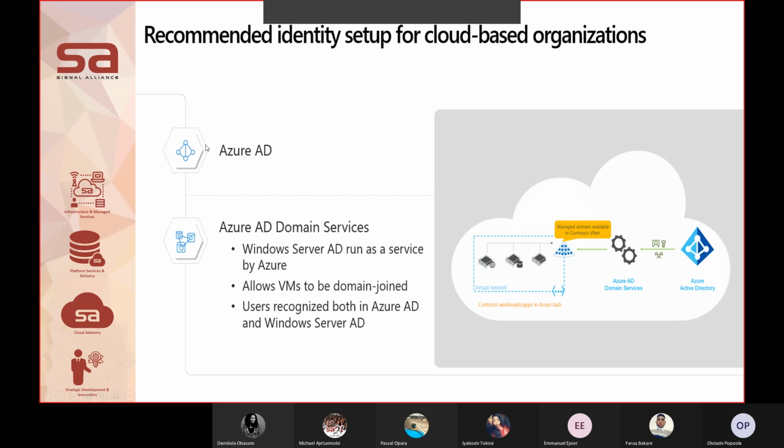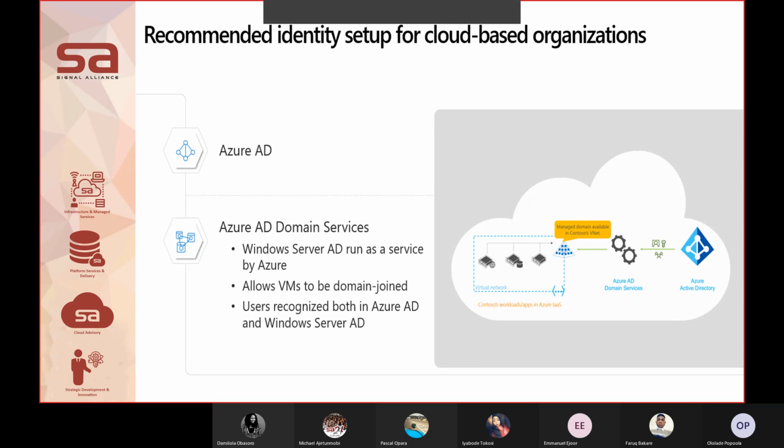Then also, when you look at the recommended identity strategy, like I said, we have two strategies. We have the Azure Active Directory Domain Service, and we have the VPN, whereby we have a local AD and we make use of VPN. So for a cloud-based environment, you need an Azure Active Directory. Then you need what is called Azure Active Directory Domain Service, which runs like Windows Server as a service, whereby all those VMs you are creating will be joined to your Azure Active Directory Domain Service.